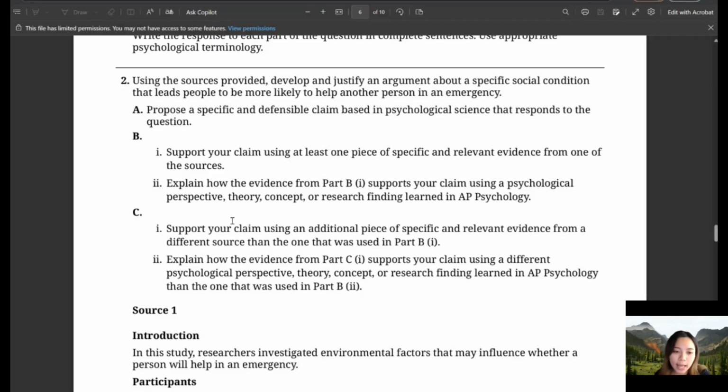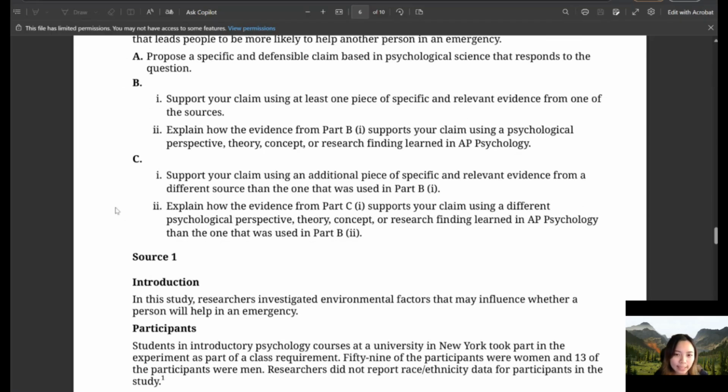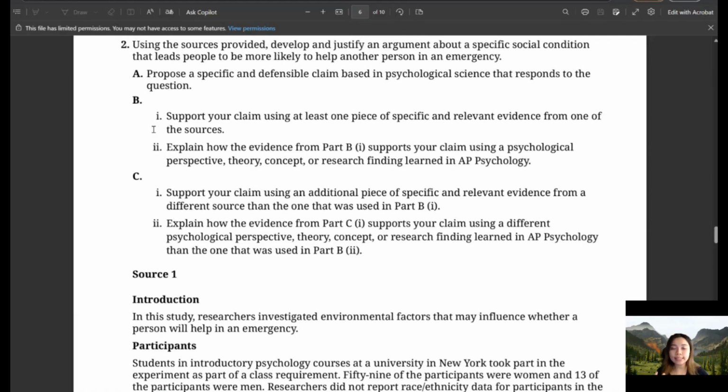So second, explain how the evidence from part C1 supports your claim using a different psychological perspective, theory, concept, or research finding learned in AP Psychology than the one that was used in part B. For part C, they gave you more freedom. So you don't really need to find a specific theory or a concept for it. Instead, you can use any research finding or different psychological perspective as well to answer it. Okay.